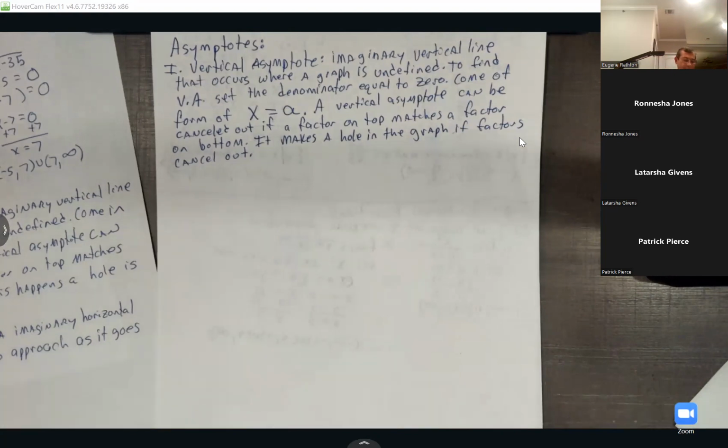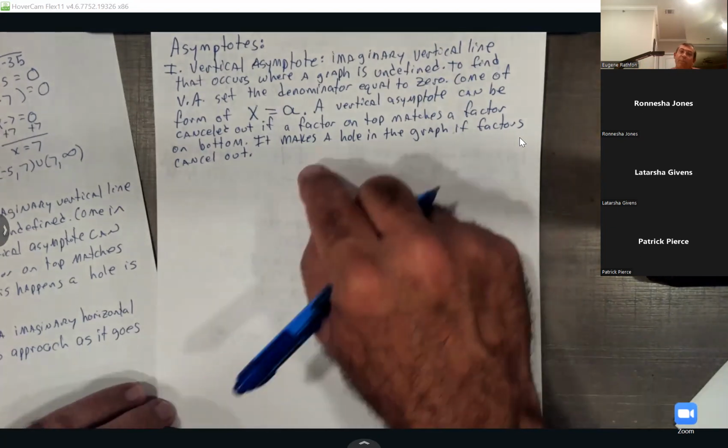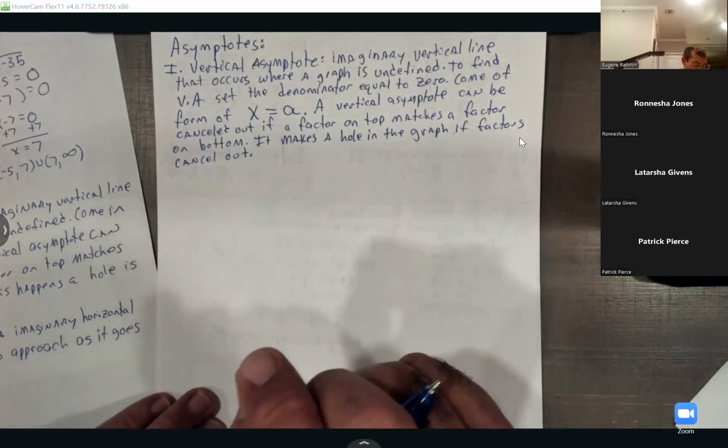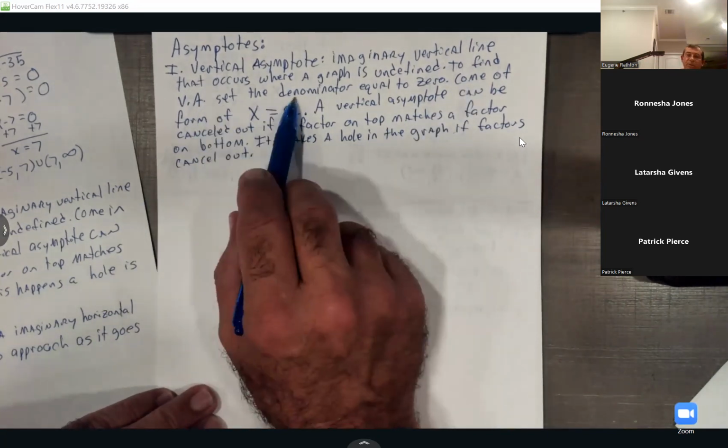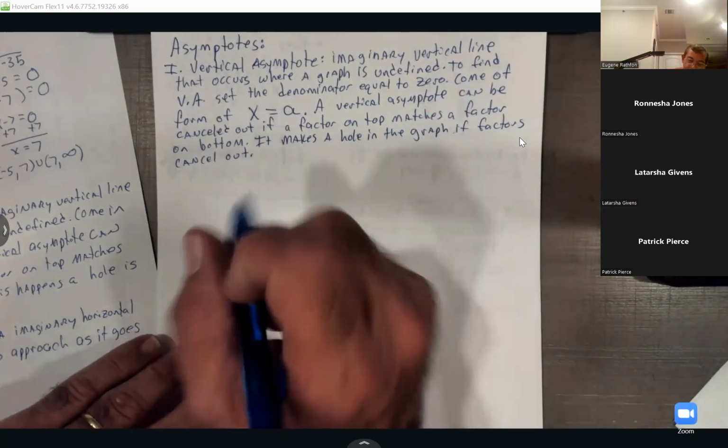Okay, so sometimes if you don't know what the factors are because you got a trinomial, well, guess what? You might have to factor the top just to see if any of them cancel out with that bottom, okay? But the big thing about this, to find those vertical asymptotes, we set the denominator equal to 0.